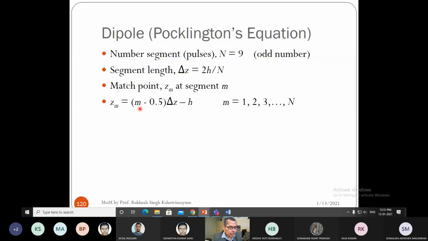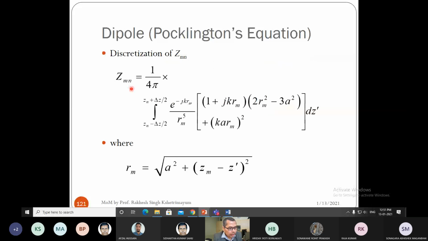What was the match point? Match point was m minus 0.5 delta z minus h. Total length of the dipole is 2h. M can vary from 1, 2, 3 up to 9 again. So this is the expression for the Z matrix, Zmn.